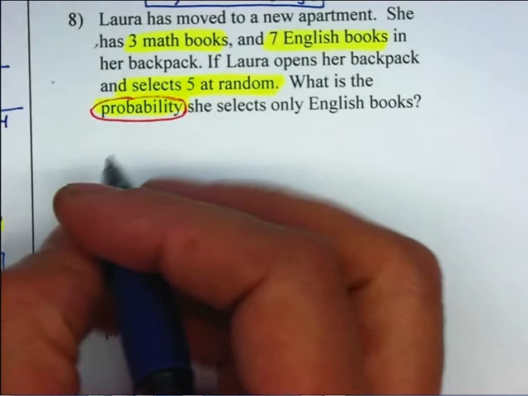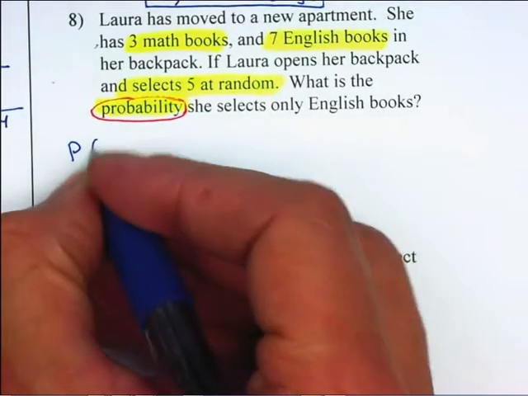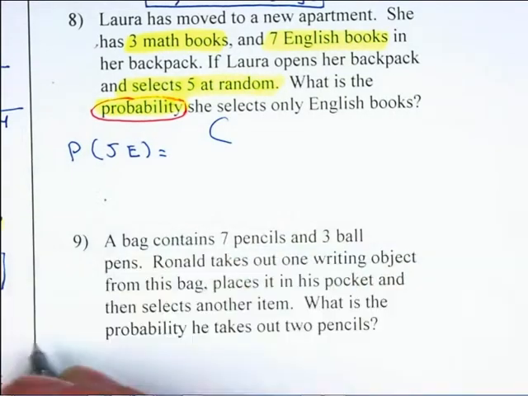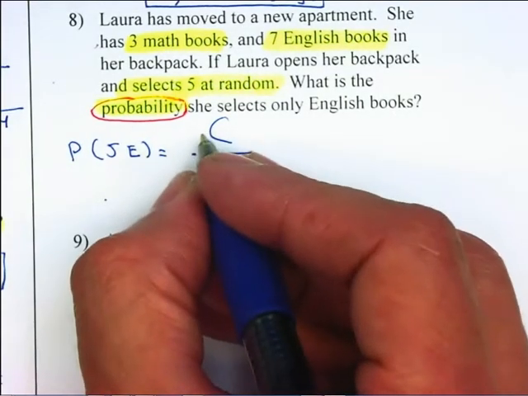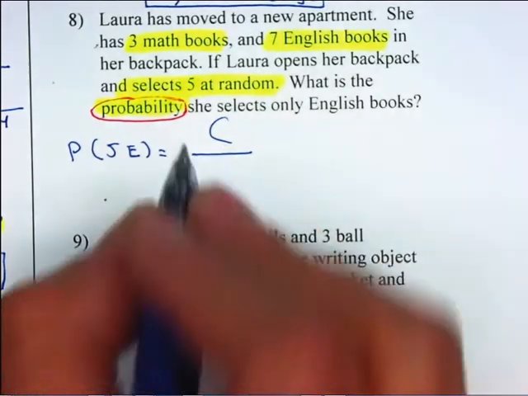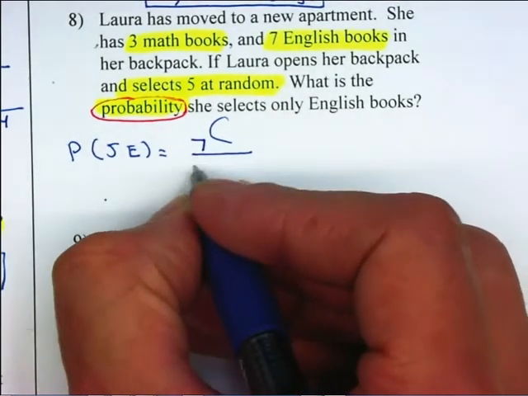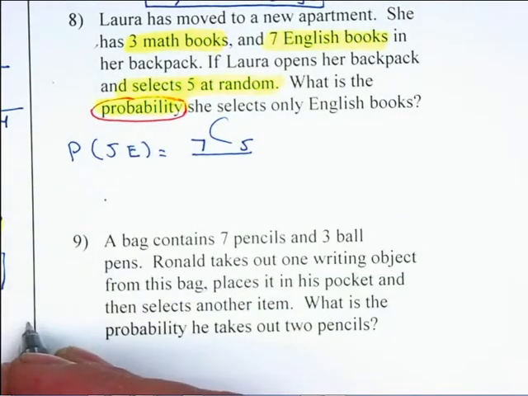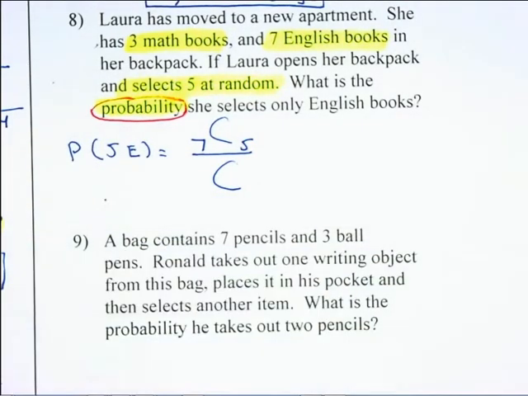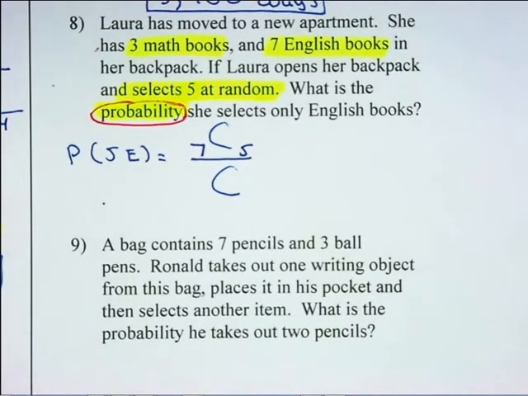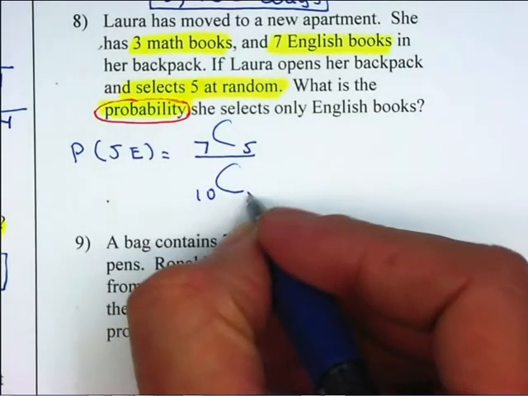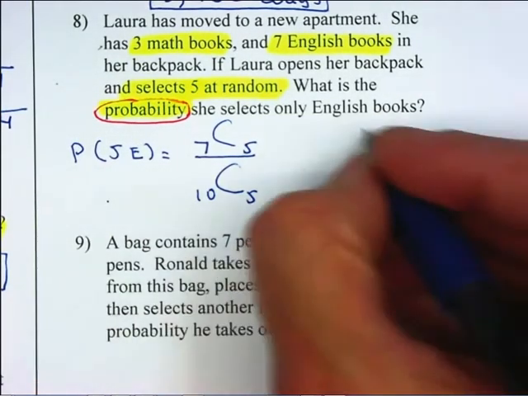So we have to use the choose. Probability that she has 5 English books will be first on the numerator. How many English books do you have total? 7. And how many do we need to select? 5. On the denominator is all of them. How many different ways can you select 5? Doesn't matter if they're math or English. So how many books total? That'll be 10. And how many are we selecting? 5. So we just simplify each one of them.